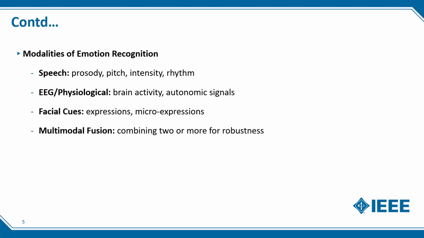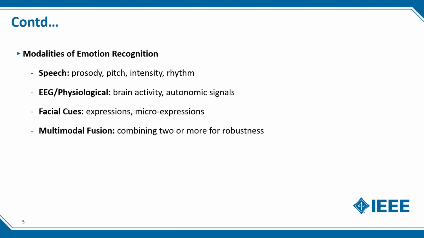And pitch, we all know, is the intonation, that is the rise and fall of voice. Intensity is nothing but the variations in volume to indicate importance or emotion. And rhythm is the timing, tempo or pace of speech. So these are the features we are mainly interested in for emotion detection from speech. And coming to EEG, it is the brain activity, the electrical activity of the brain.